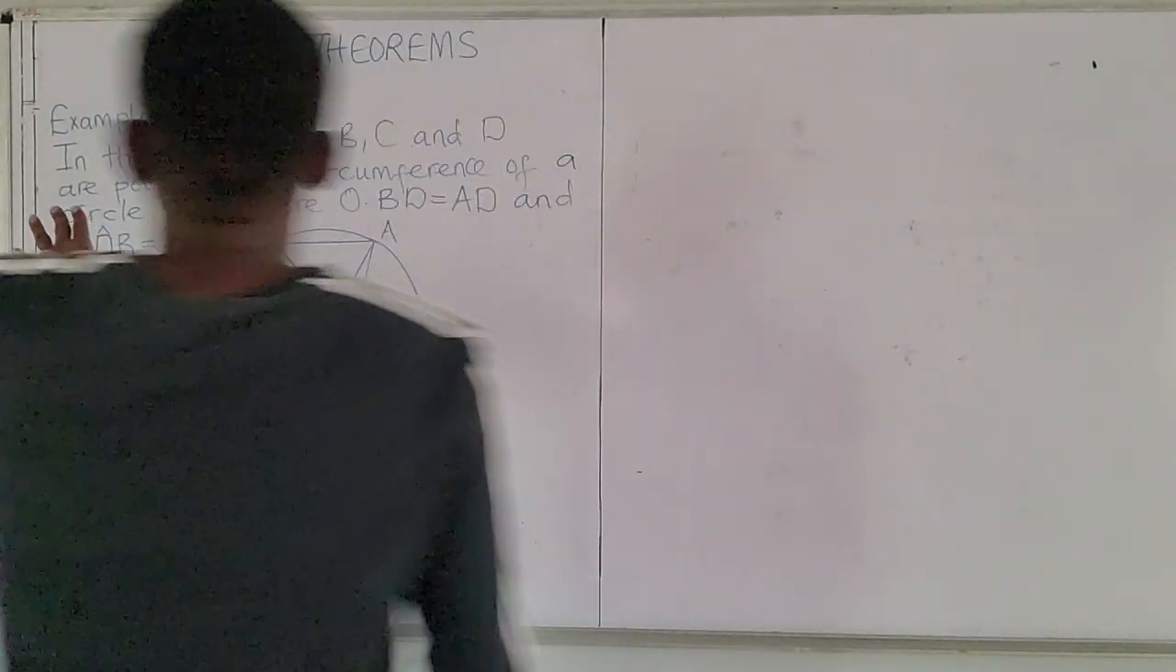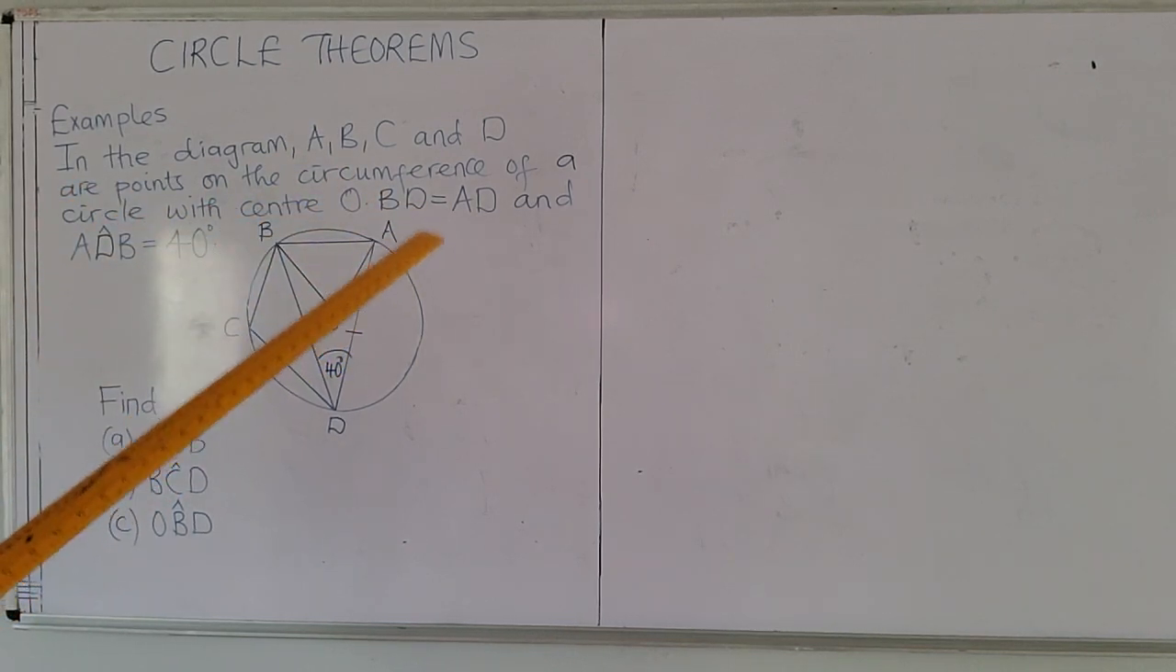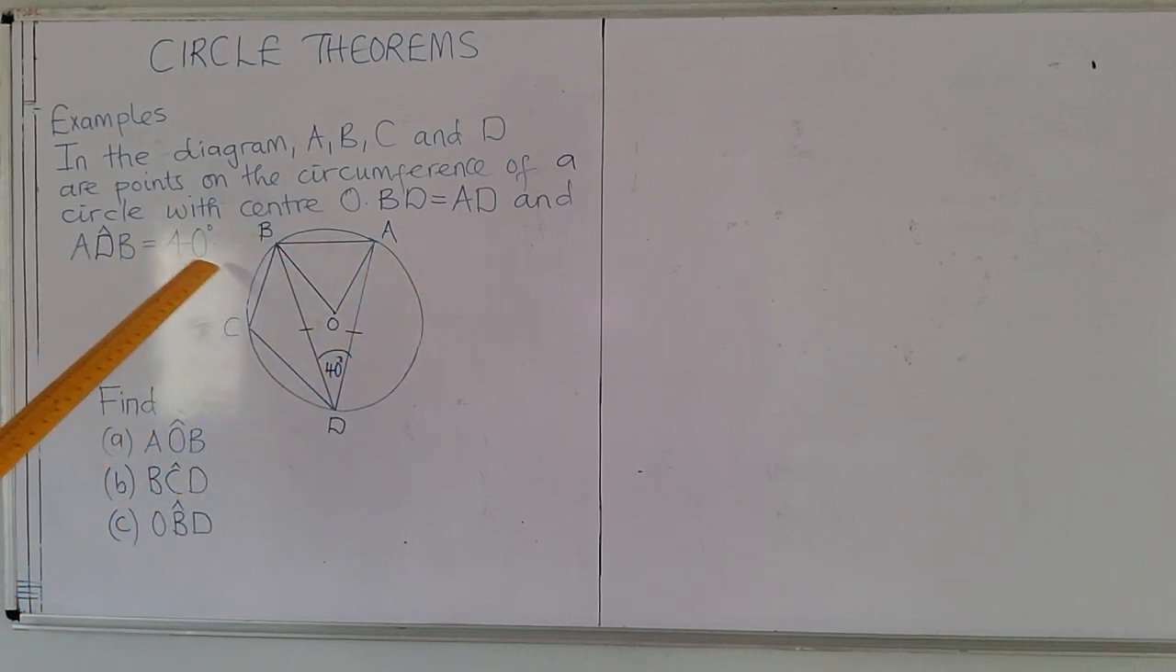So now, in the diagram, A, B, C, and D are points on the circumference of a circle with center O. BD is equal to AD, we've indicated these symbols, and angle ADB is equal to 40 degrees. This is the angle which has been given.